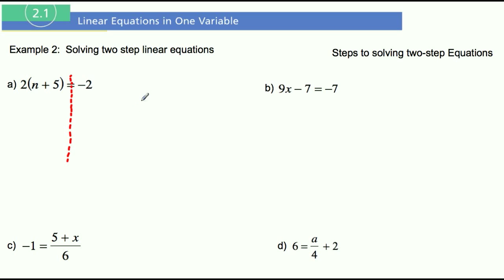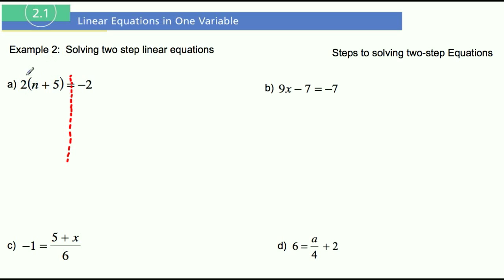And again, just like we did in example 1, we want to ask the same two questions. What operation is it doing, and what is its opposite? Okay, so check this out. We have 2 times the quantity n plus 5 equals -2. Now we need to get rid of the 2 and get rid of the plus 5. Okay, now which one do you do first?